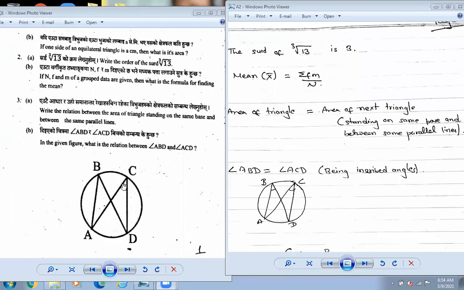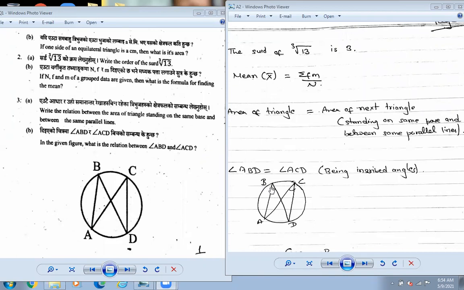What is the relation between this angle and this angle? They are inscribed angles, isn't it? So they are inscribed angles, this angle and this angle. So what is the relationship? They are equal to each other. Why are they equal? Because they are inscribed angles.